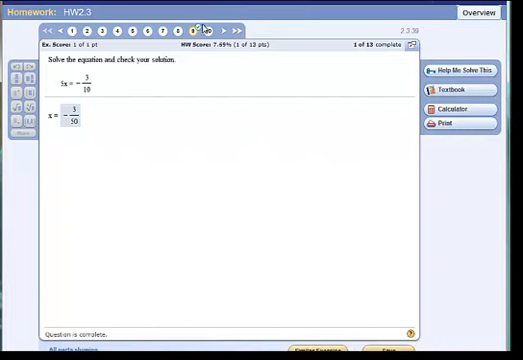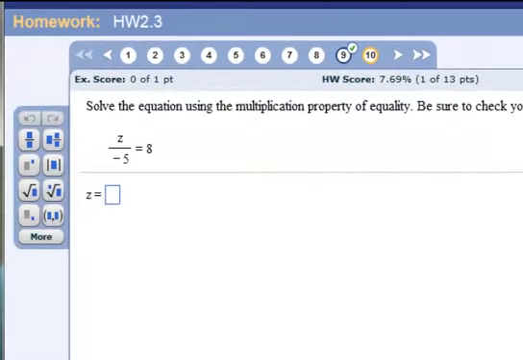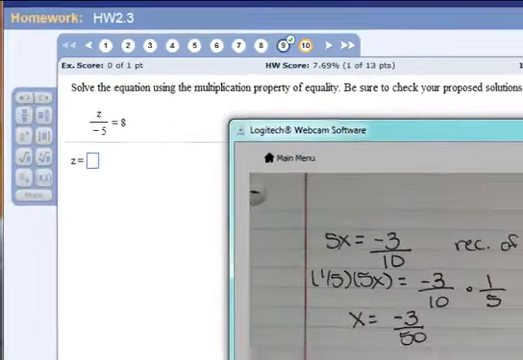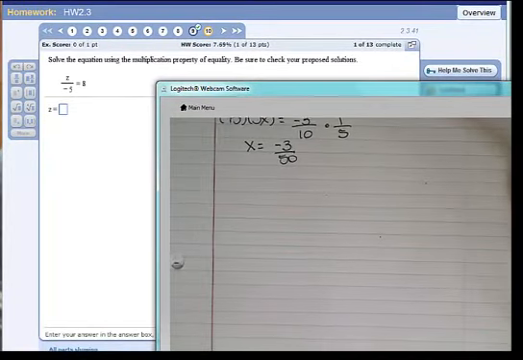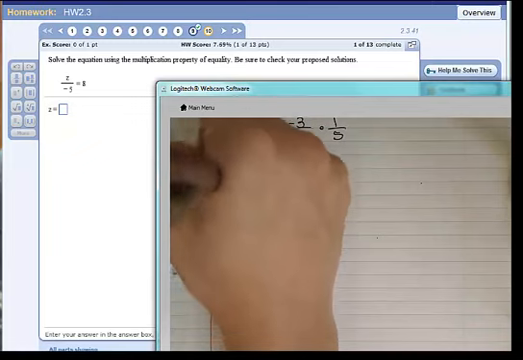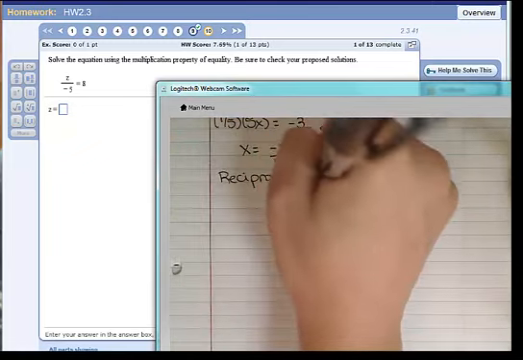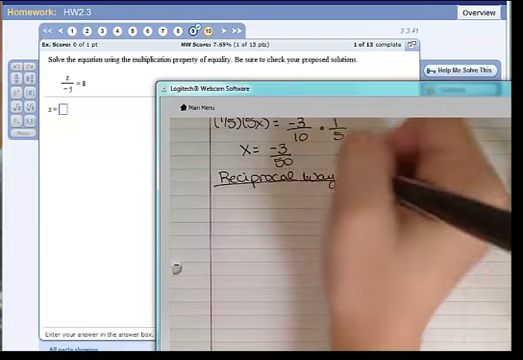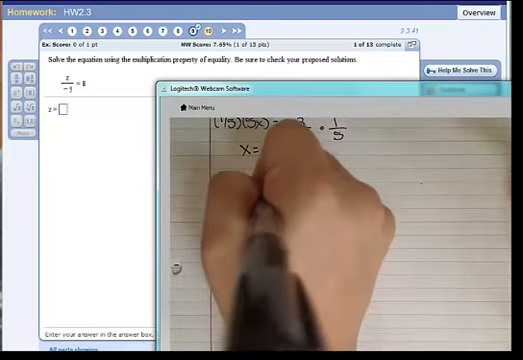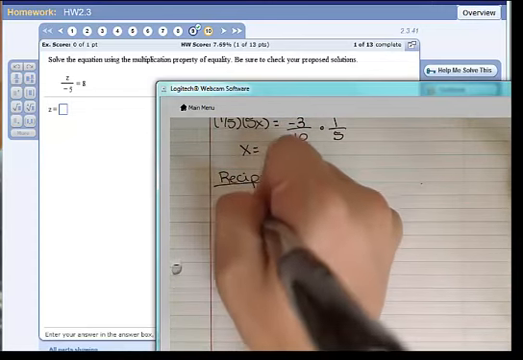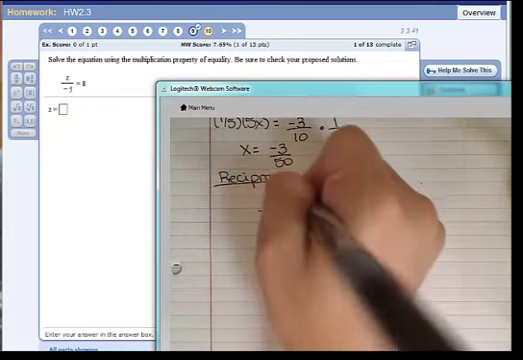Alright, let's do number 10. Number 10, I'm going to work two different ways. I'm going to work the reciprocal way, and I'm going to work the opposites way. So we have z over negative 5 equals 8. Let me write that out. We'll do the reciprocal way first, and that way you can see both ways and you can make a decision which way you like to use best. So we have z over negative 5 equals 8.